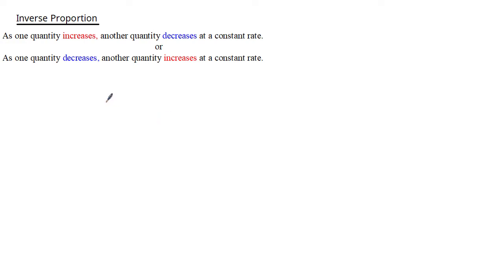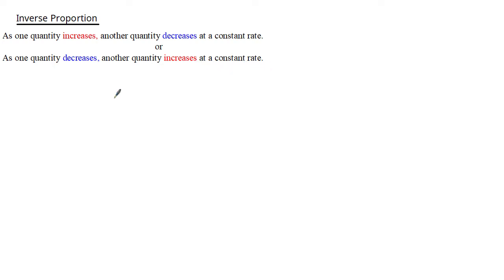Well, two quantities are said to be inversely proportional if, as one quantity increases, another quantity decreases at a constant rate, or as one quantity decreases, another quantity increases at a constant rate.